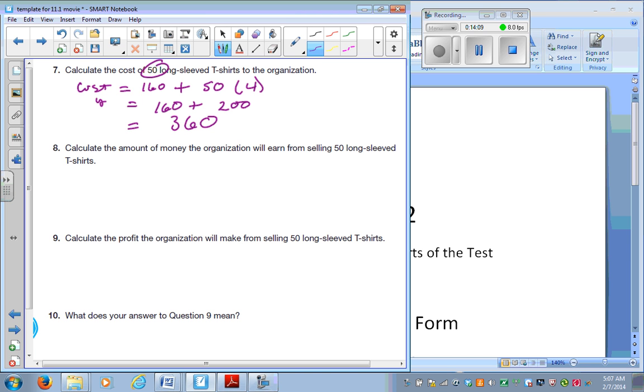Then it says calculate the amount of money the organization would earn from selling 50 t-shirts. The amount of money they would make from selling, also our Y, the amount of money, would be equal to $8 times the 50 t-shirts. Now this is making a little bit more sense. If they sell 50 t-shirts at $8 a piece, they would make $400.